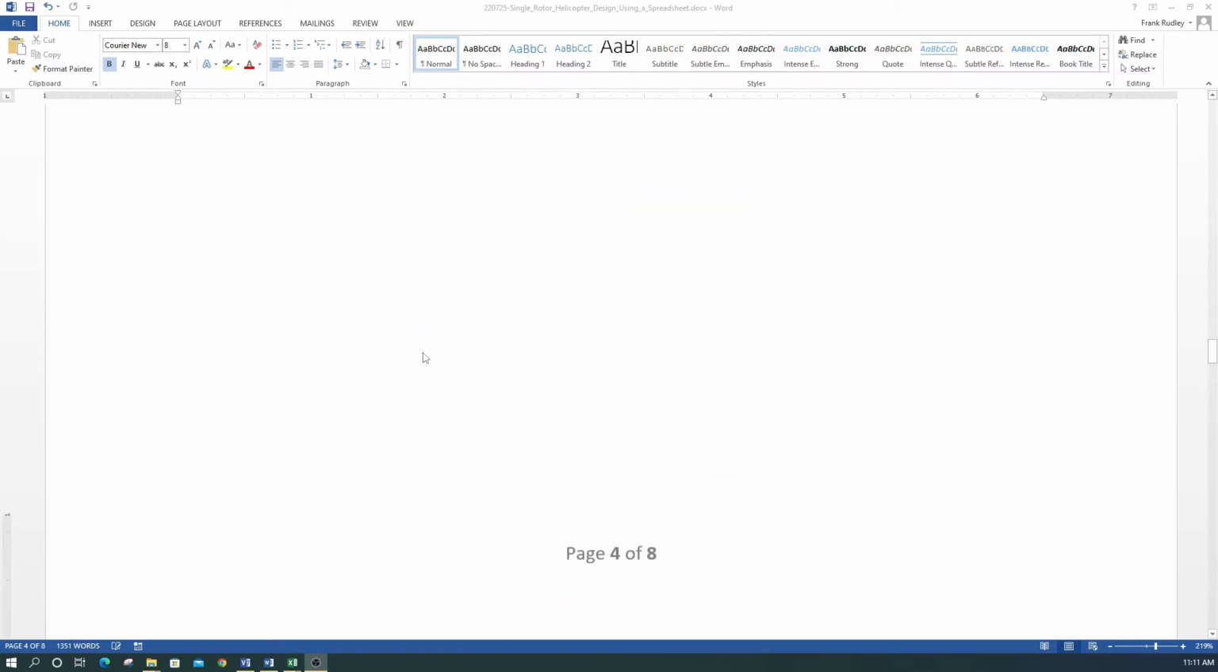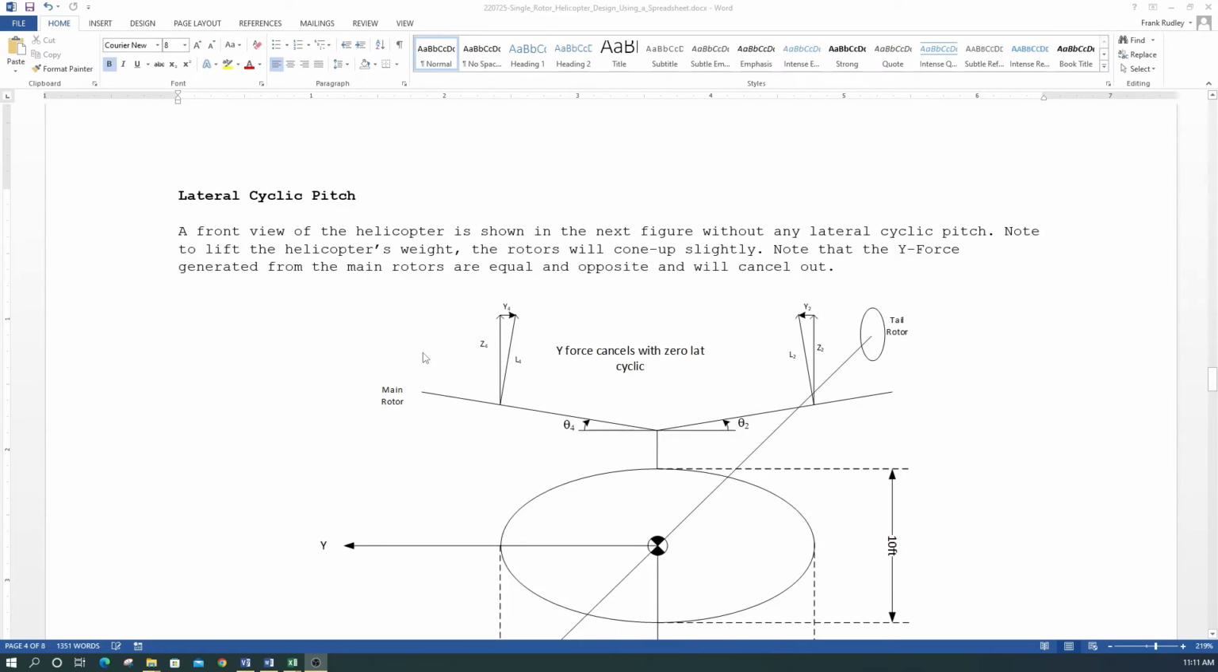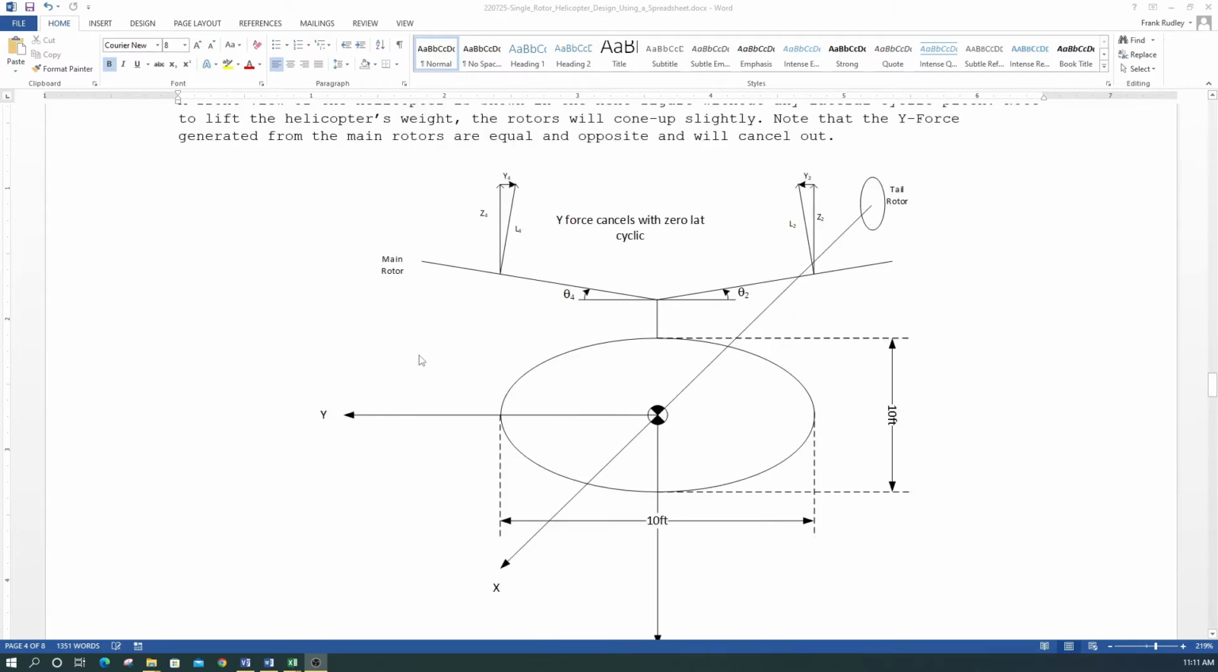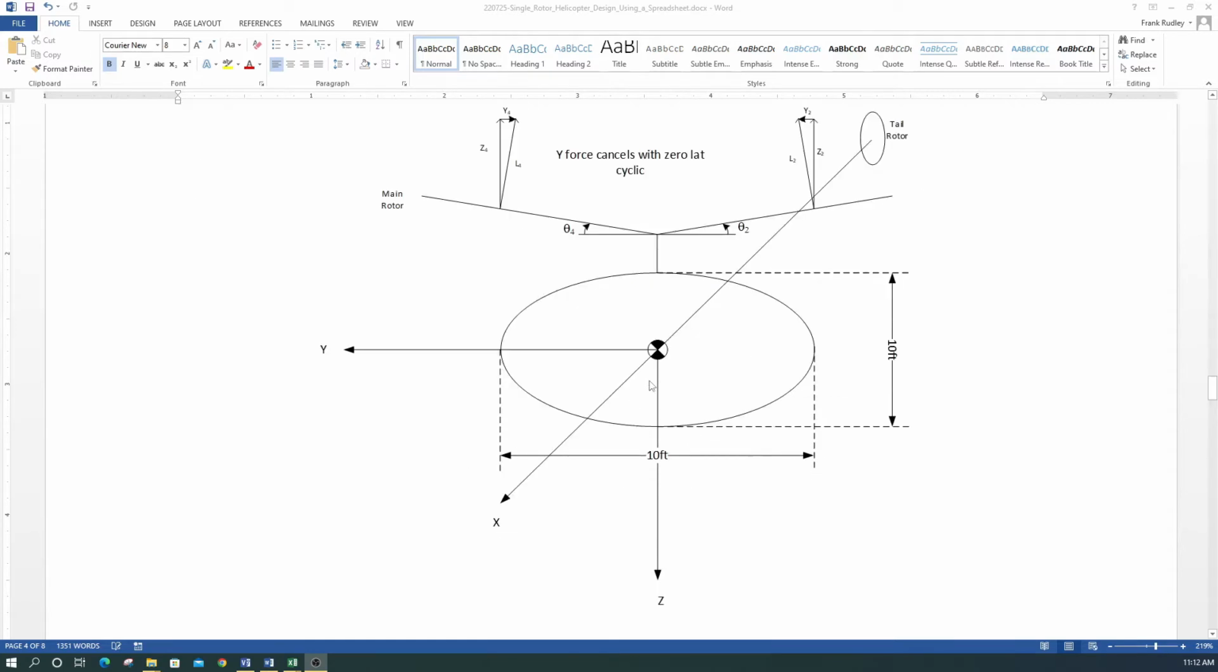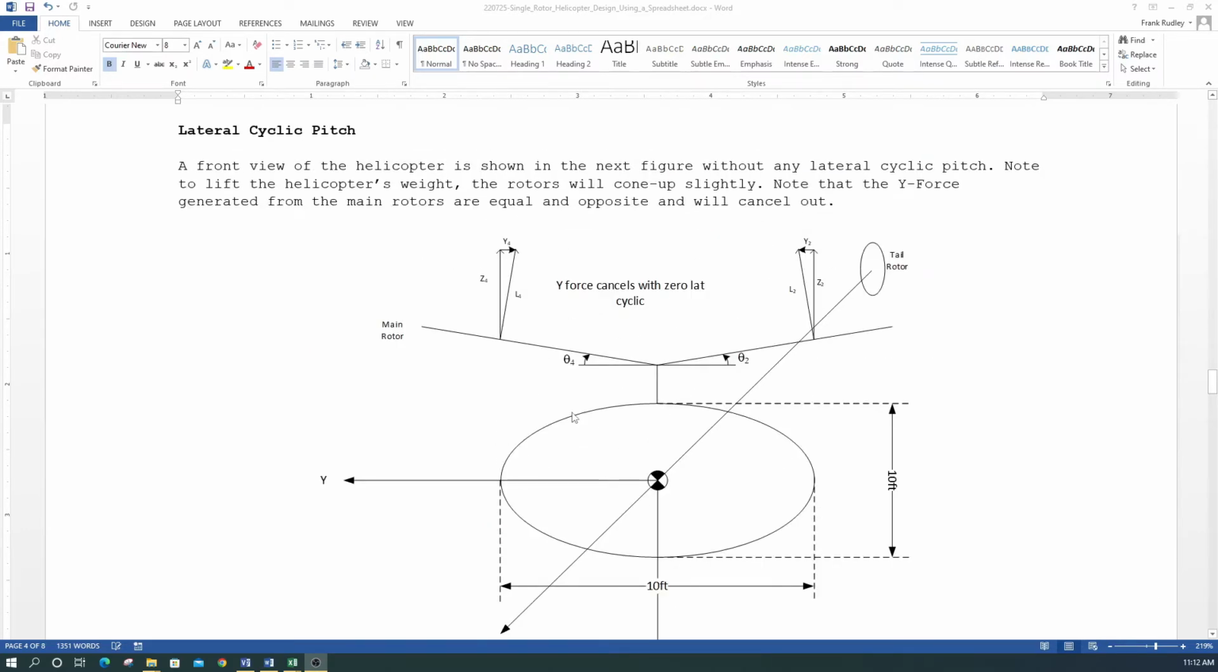Now, likewise, like the longitudinal cyclic pitch, lateral cyclic pitch works in the same way, but it's a front view of the helicopter now. So this is a front view of the helicopter. So our tail rotor is now back here, and this is our Y axis going out of the right side of the aircraft, and we have our x-axis, which is the nose, and our z-axis, which points down to the vehicle.